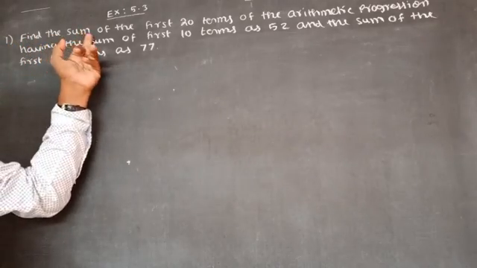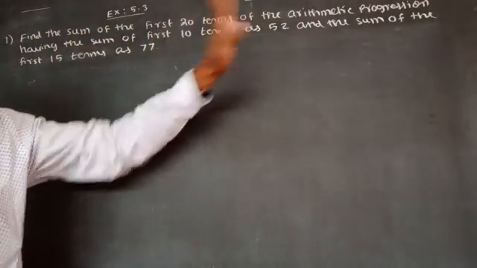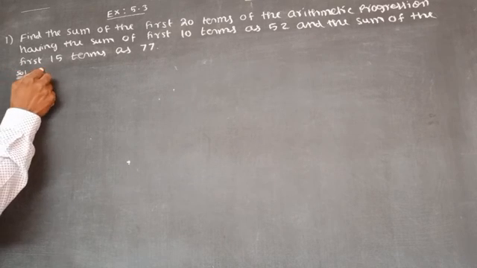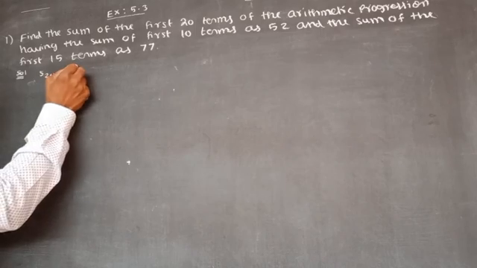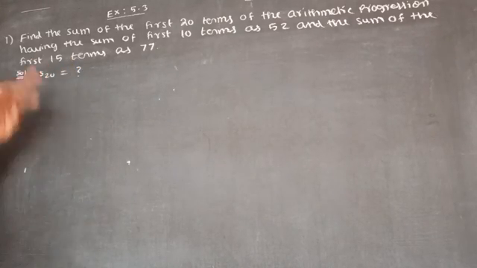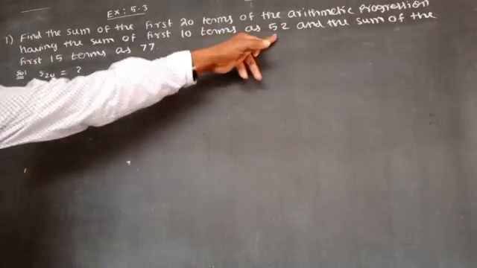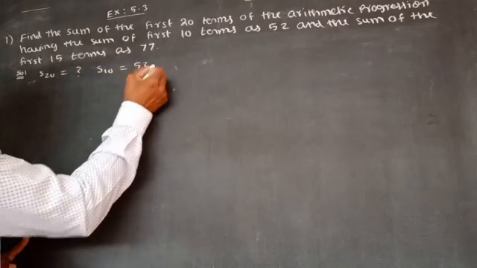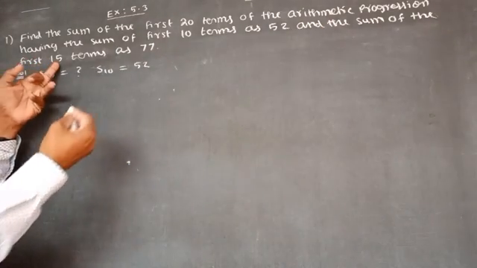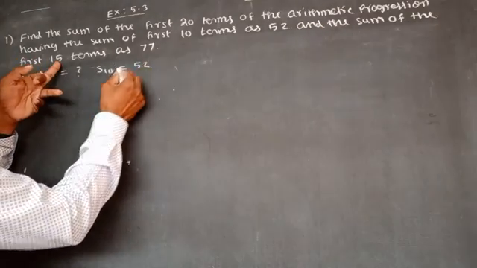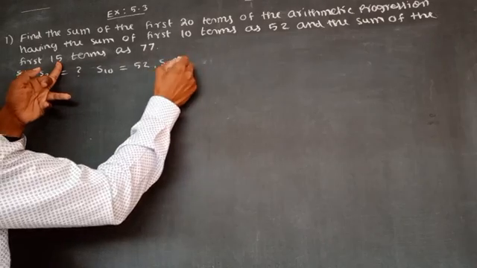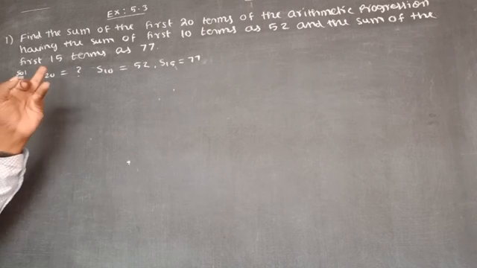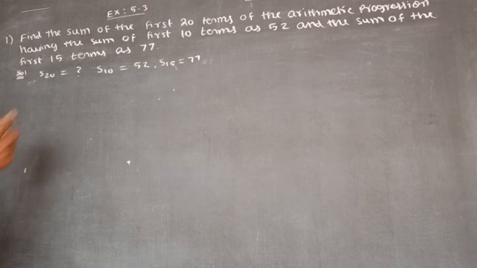Find the sum of the first 20 terms of the arithmetic progression. First 20 terms, that is S20 or a value n, having the sum of the first 10 terms as 52, S10 equal to 52, and the sum of the first 15 terms, S15, is equal to 77. Then put it down. S20 or a value n?